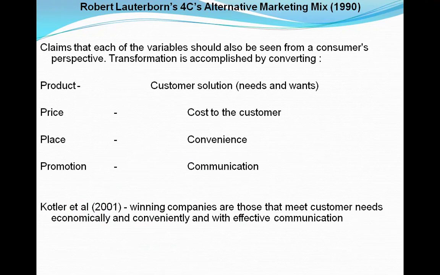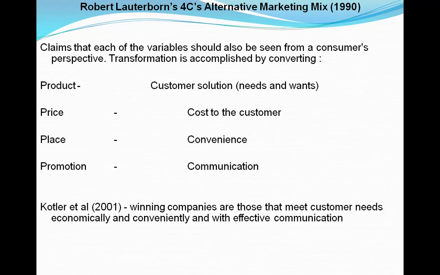Okay, now then you've got the 4 Cs of the alternative marketing mix. What Lauterborn said is that rather than looking at things from an organizational perspective, you also have to look at it from a consumer's perspective. And this is again where you've got your customer relationship marketing in. So it looks at the customer's needs. So the product is the customer solution. Basically, the product is what the customer needs and wants.